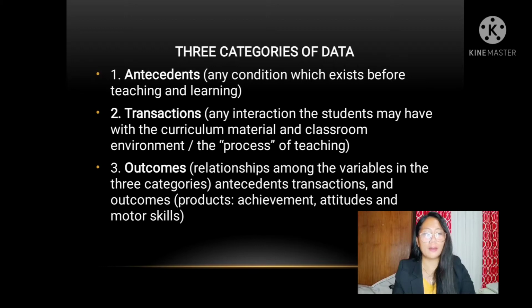Outcomes are the relationship among the variables in the three categories: antecedents, transactions, and outcomes. These include products, achievements, attitude, and motor skills that encompass student learning in the form of understanding, skills, and values or attitudes, as well as the effects of the curriculum on the teacher, student, and the school.